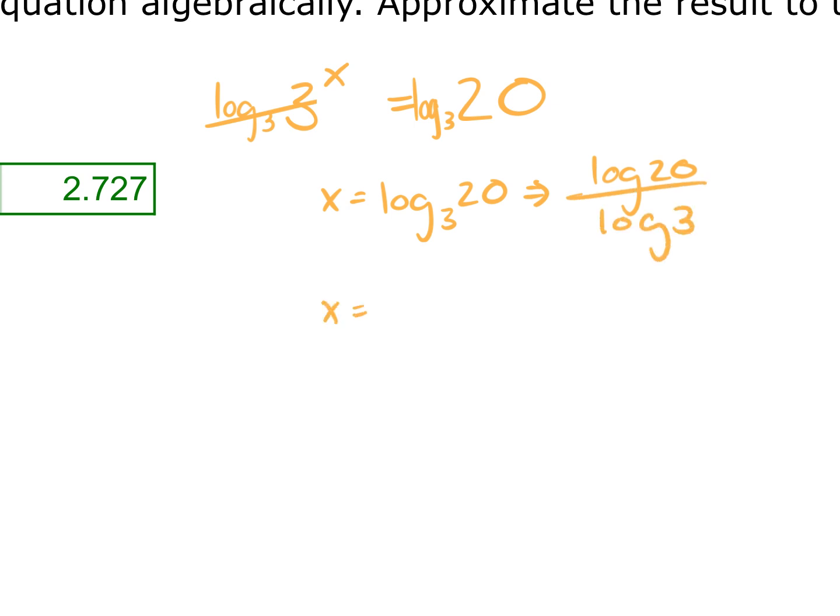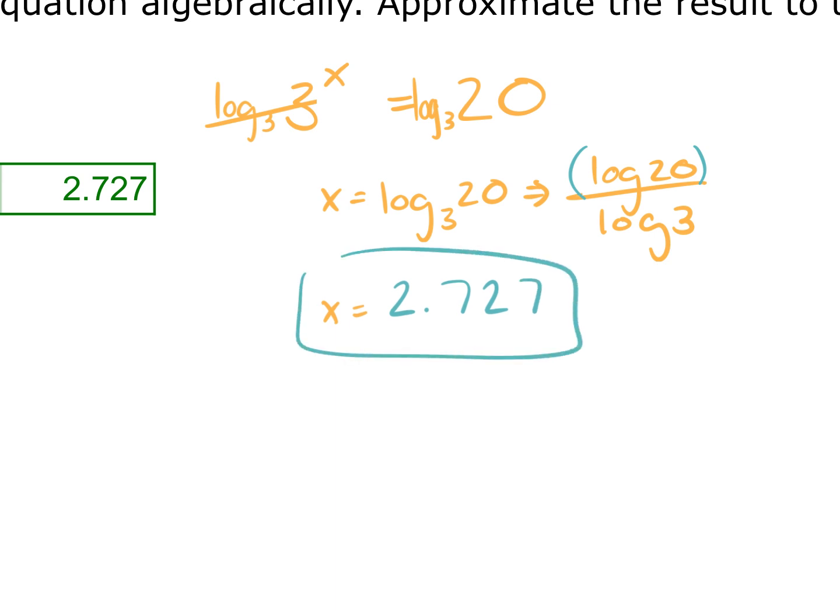So then we put this in the calculator. Make sure you use parentheses, especially if you do it all at once. So you should get 2.7268. So I'll call it 2.727. We'll round to 3 decimal places. It'll be specific on the test how many decimal places it wants.